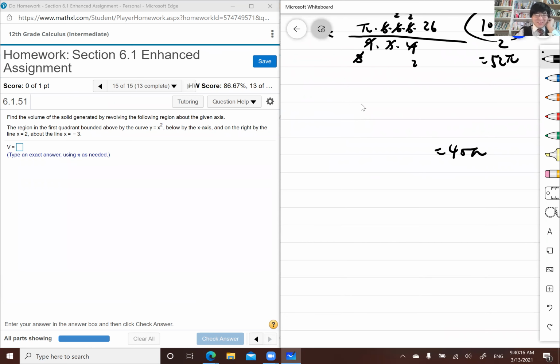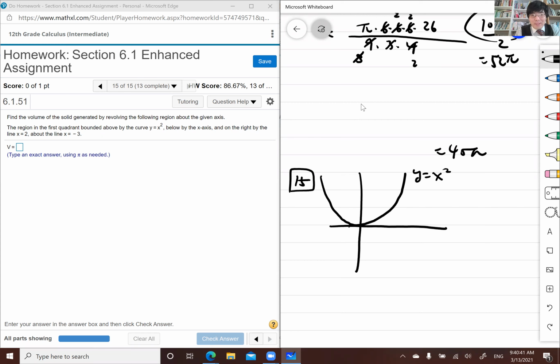Last one, number 15. Find the volume of the solid generated by revolving the following region about the given axis. Okay, so find the region in the first quadrant bounded above by y equals x squared. So this is going to be the upper bound, below by the x-axis, so that's going to be the lower bound, and right by x equals 2.